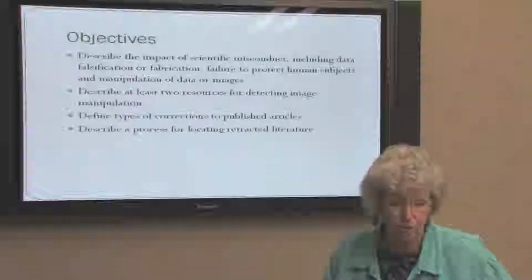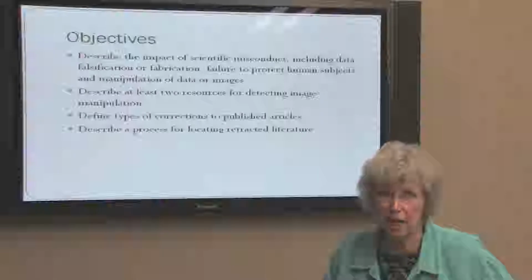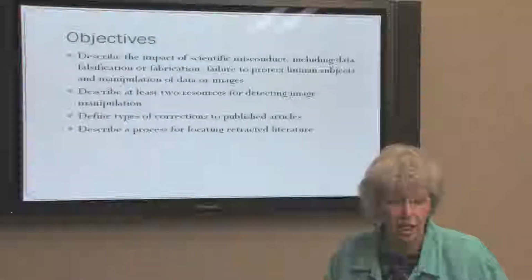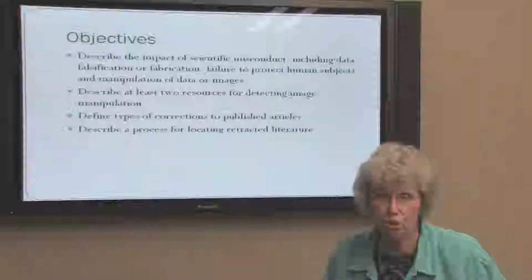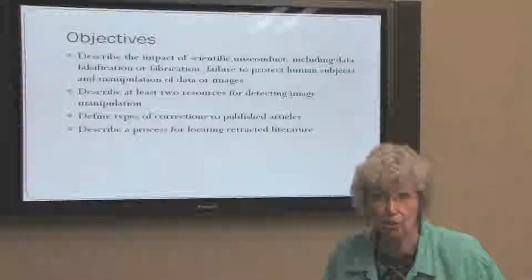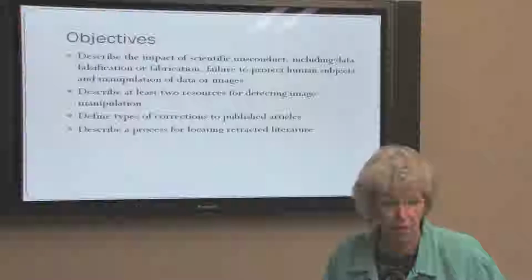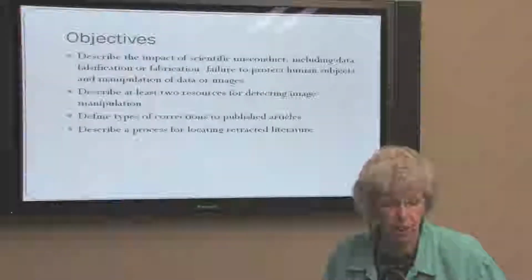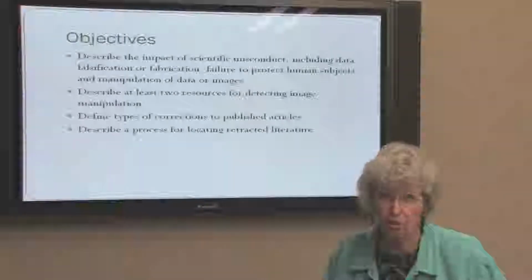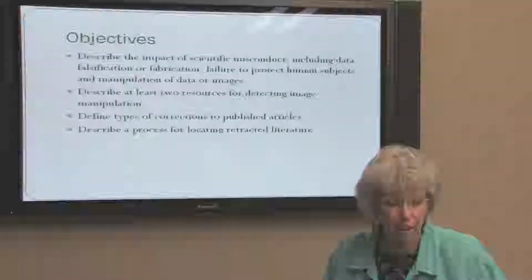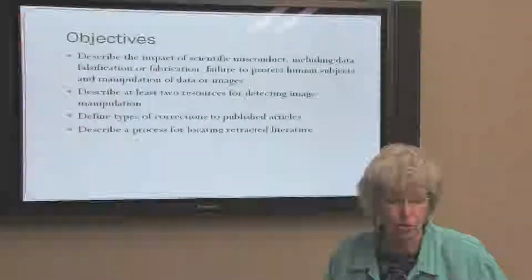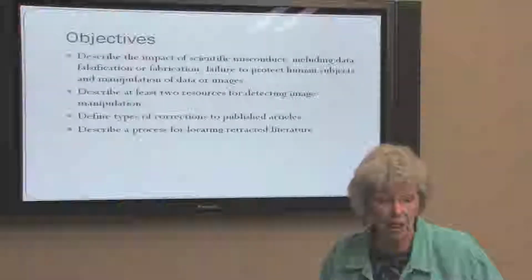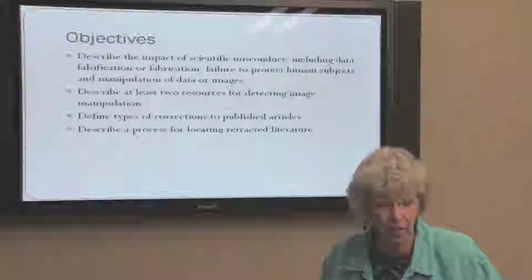What we're going to talk about today in this last piece is the impact of scientific misconduct, including falsification and fabrication. We defined those terms in the overview, the first module that we presented here. Things that relate to manipulation of data or images. And then we want to talk about some resources for detecting image manipulation. It's becoming a bigger problem in journal editing now.